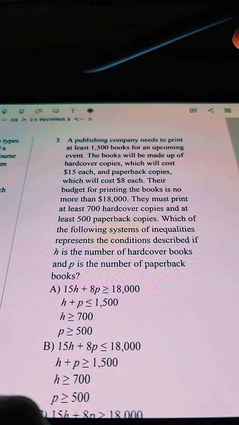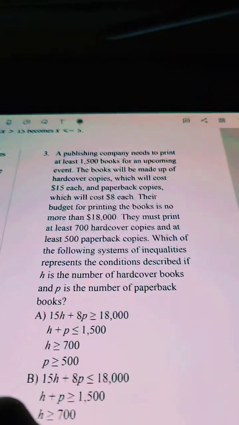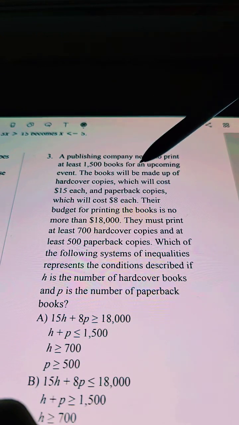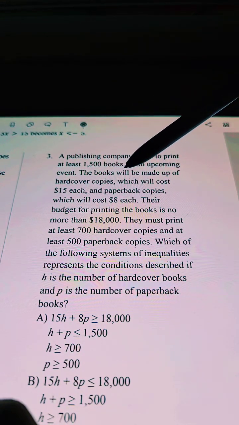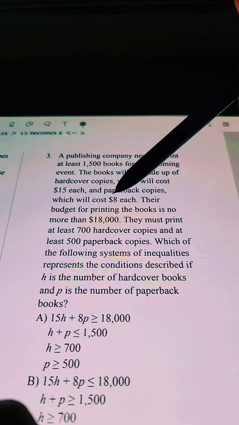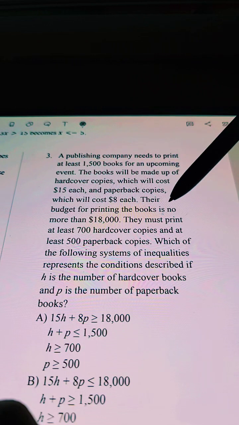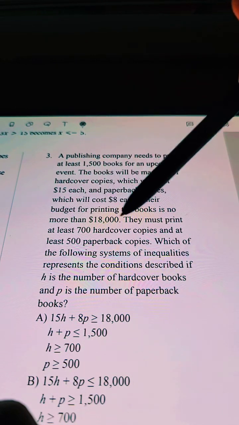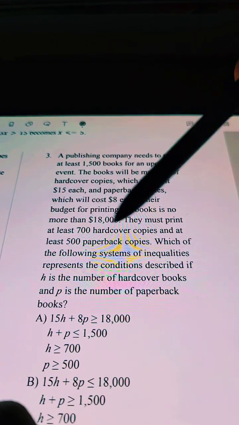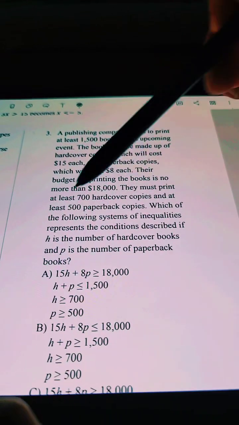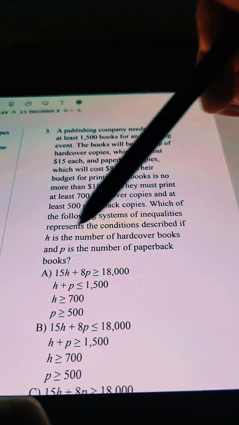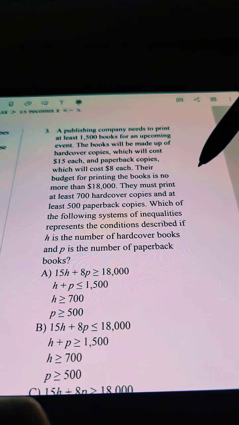Okay, so for number 3, it says a publishing company needs to print at least 1,500 books for an upcoming event. The books will be made up of hardcover copies, which will cost $15 each, and paperback copies, which will cost $8 each. Their budget for printing the books is no more than $18,000. They must print at least 700 hardcover copies and at least 500 paperback copies. Which of the following systems of inequalities represents the conditions described if H is the number of hardcover books and P is the number of paperback books?